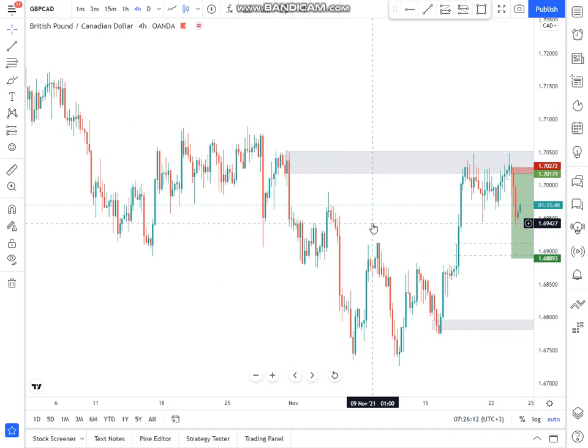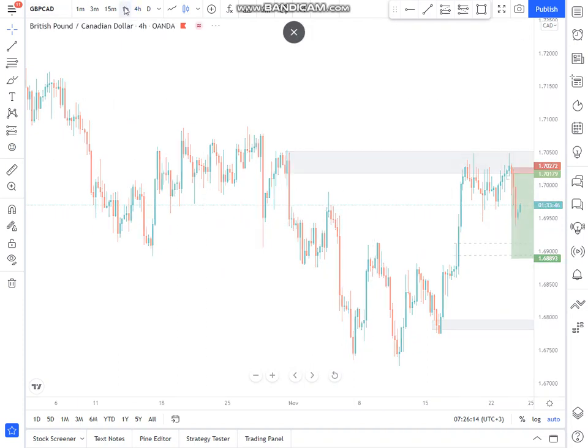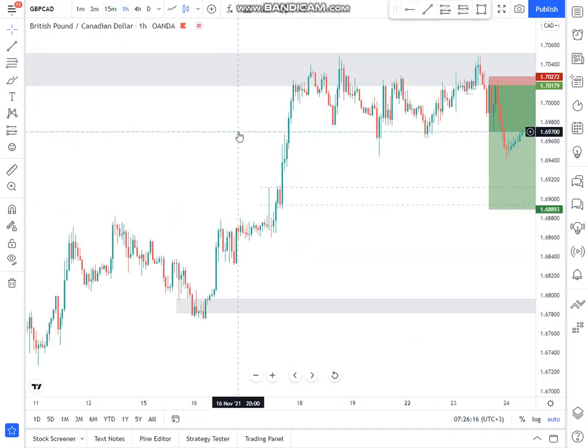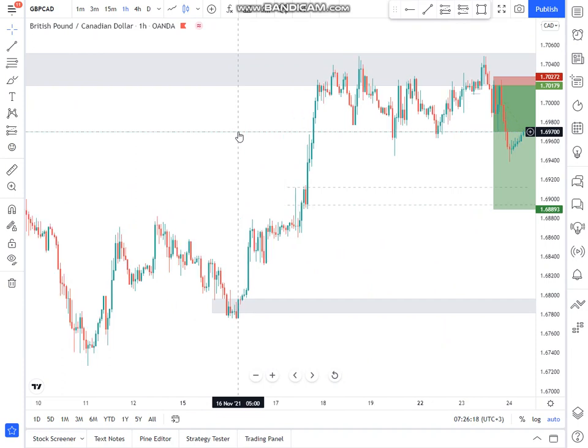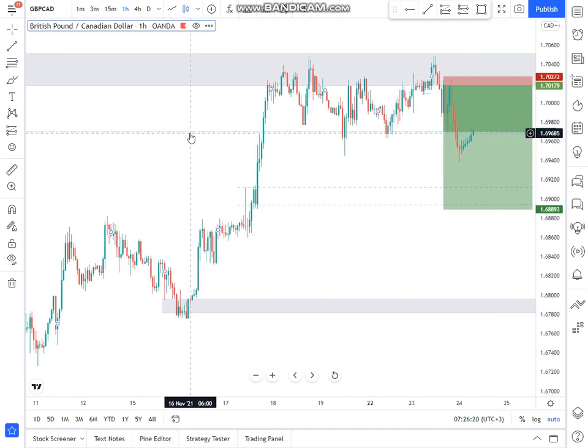Now when I drop down to my TTF, my BBTF, what I saw is the market structure is definitely going up. Okay, so I had an uptrend. Bingo, so that is check.